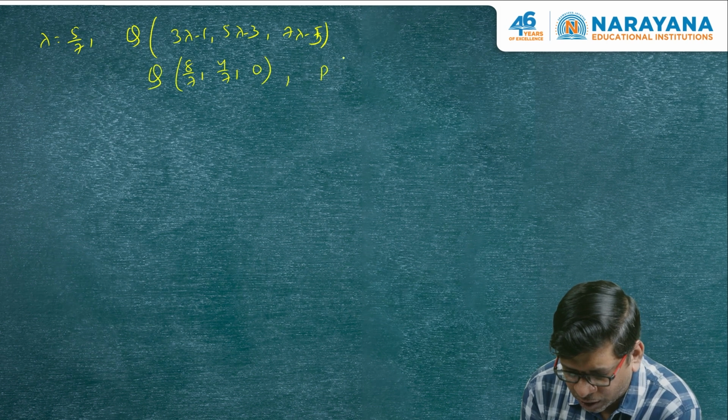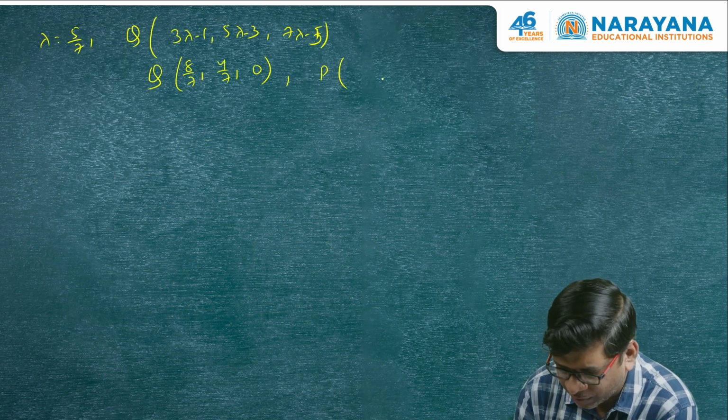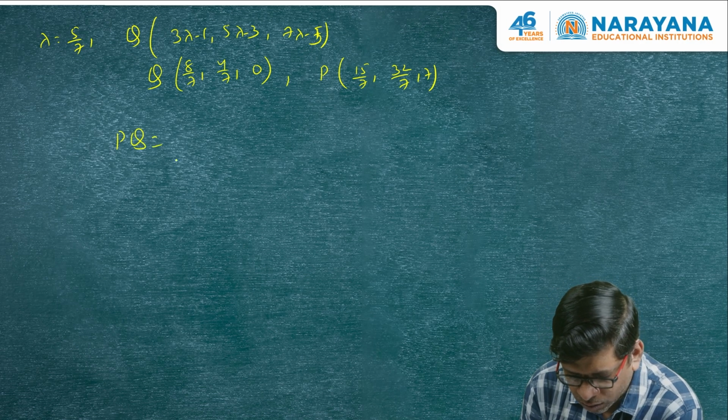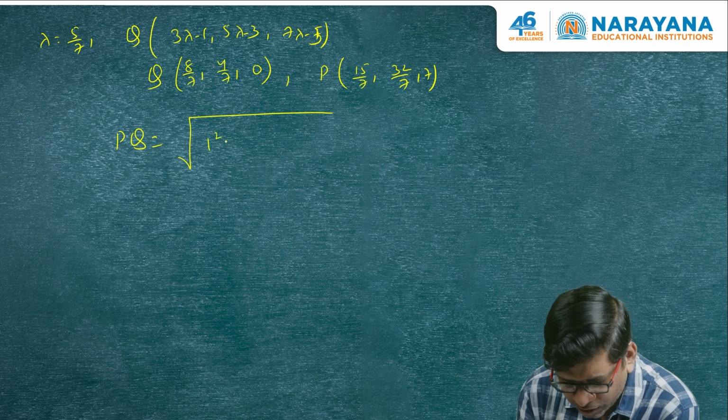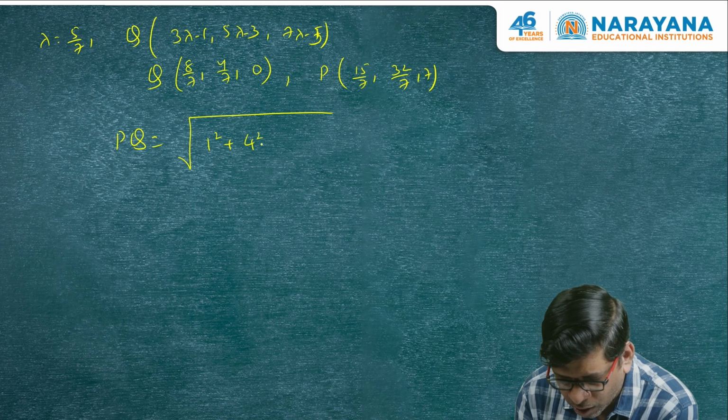Already you know point P in the question. What is the point P given? 15 by 7, 32 by 7, 7. Find the distance PQ. 15 minus 8, 7 by 7, 1 is square. 32 minus 4, 28 by 7 means 4, 4 is square. 7 minus 0 is 7, 7 is square.